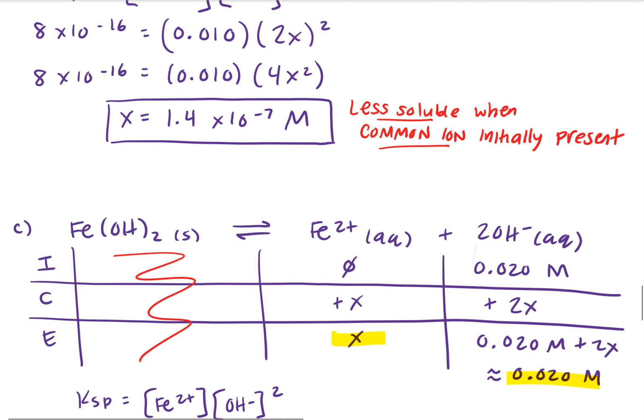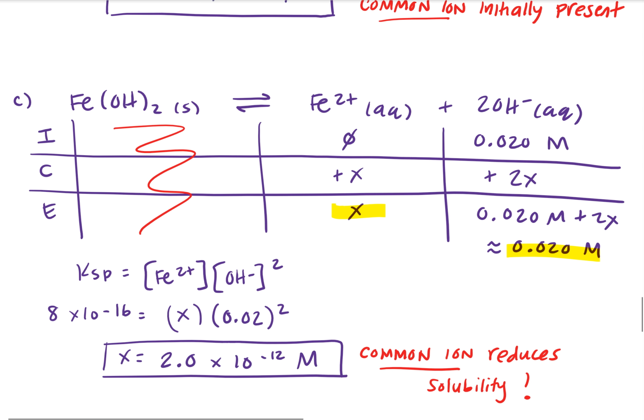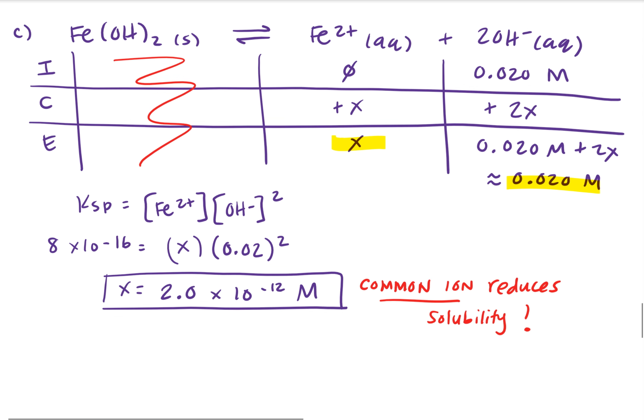Part C, we're taking iron hydroxide and now dissolving it in a solution already containing hydroxide ions. So the initial hydroxide ion concentration is 0.020, so that means its equilibrium concentration is also 0.020 molar. And now X, your molar solubility, equals 2.0 times 10 to the negative 12 molar. Again, that common ion reduces the solubility of the solid.